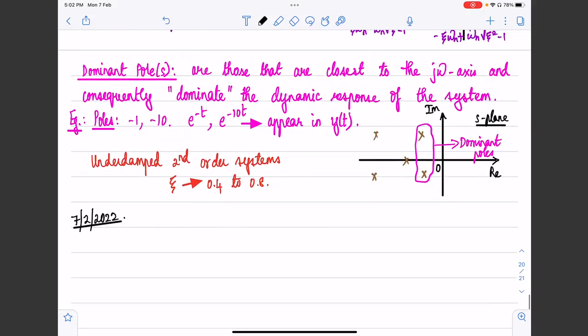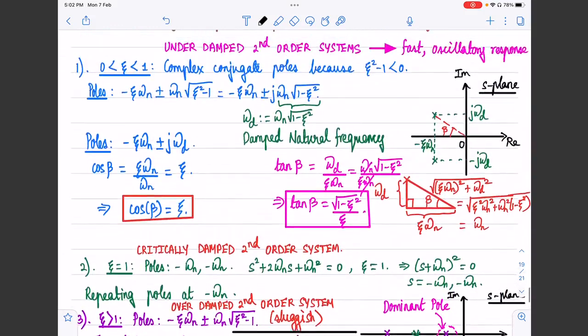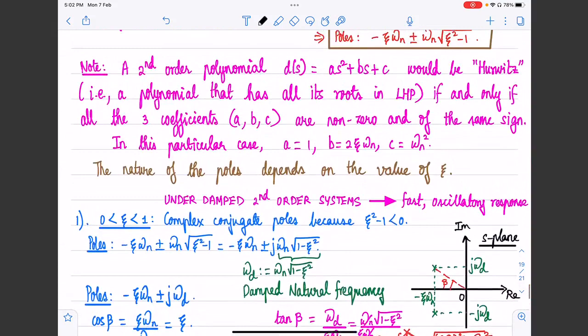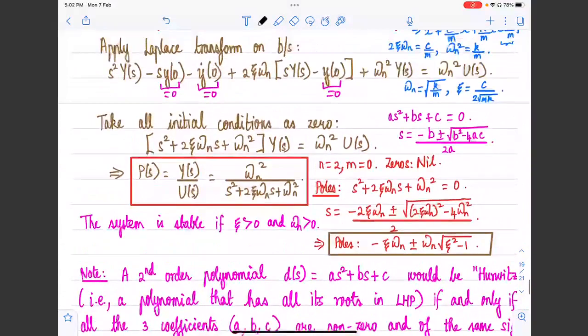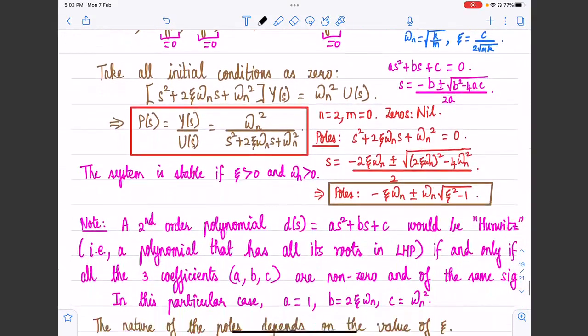If we recall, we were looking at performance specifications of dynamic systems, and we saw that we typically specify performance by looking at first order and second order systems. In the previous class, we started off with the second order systems. We saw the general governing differential equation for second order systems. We got the transfer function.